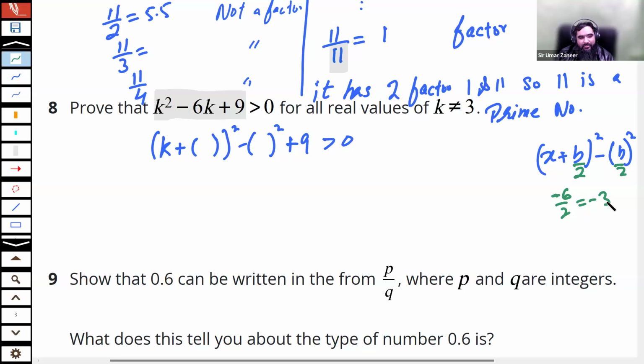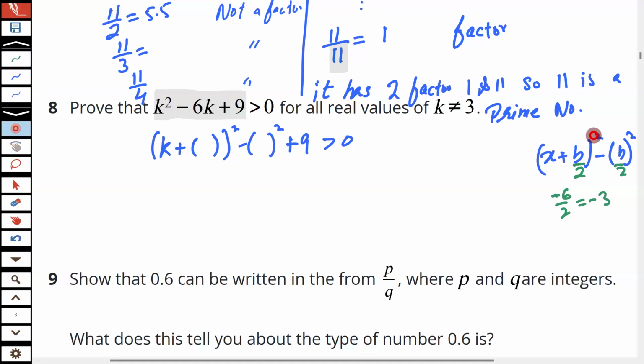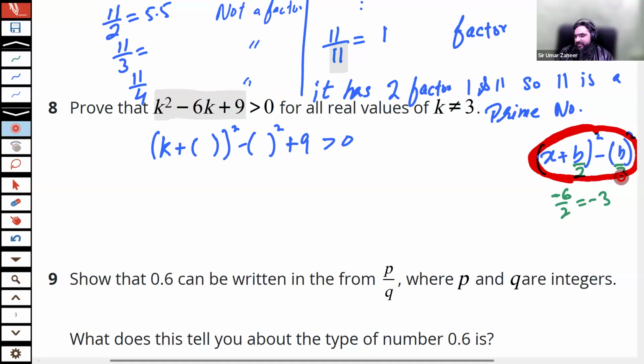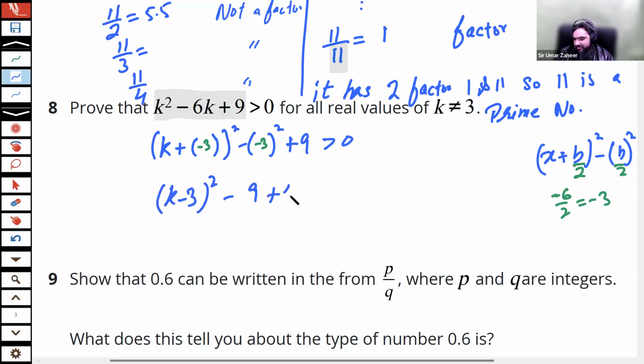Yes, everyone, do you know how to do completing the square? Is there anyone here who doesn't know how to do completing the square? You divide 6 by 2, so you get 3. So I need to write the value in this format, okay? What is b over 2? It is minus 6 over 2, the coefficient of x, so it is minus 3. So in place of this one, I'm substituting minus 3. So I will get (k minus 3) whole squared minus 9 plus 9 is greater than 0. So I'm going to get (k minus 3) whole squared is greater than 0.